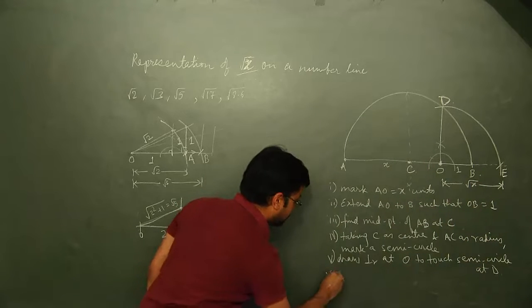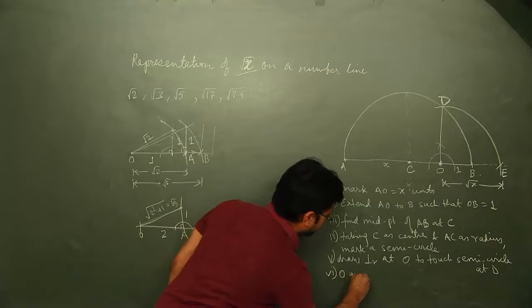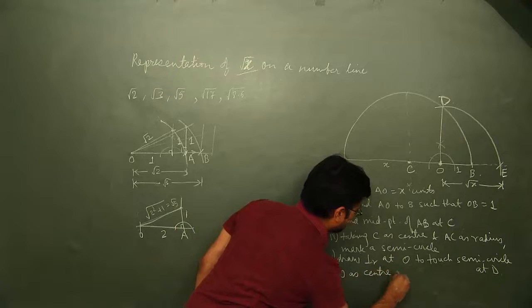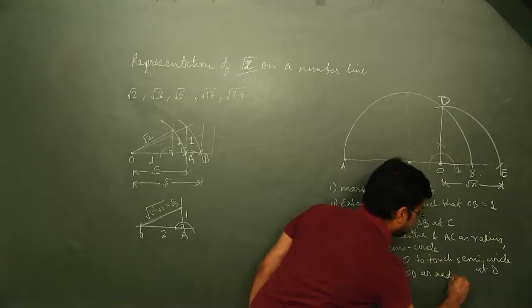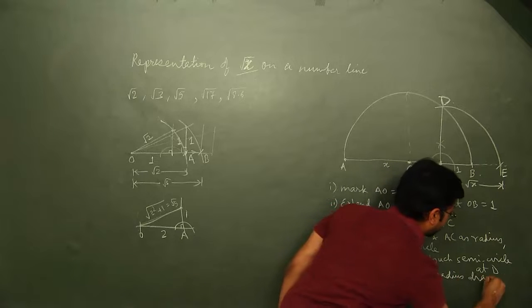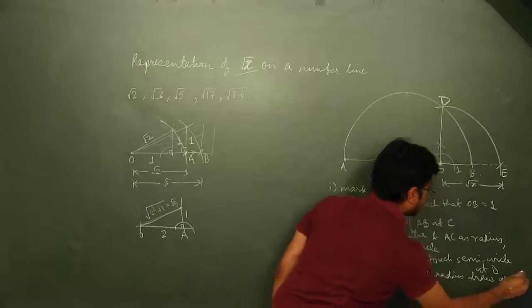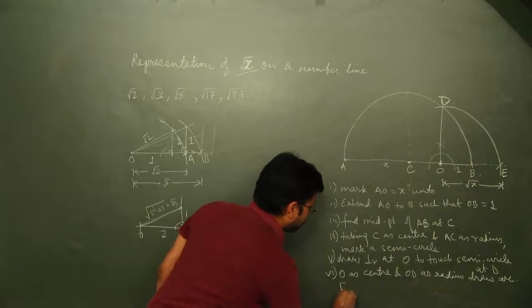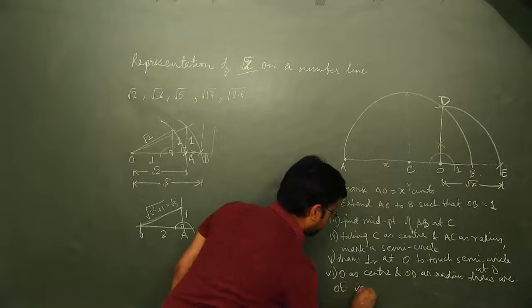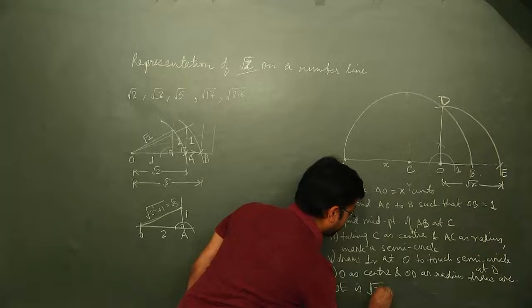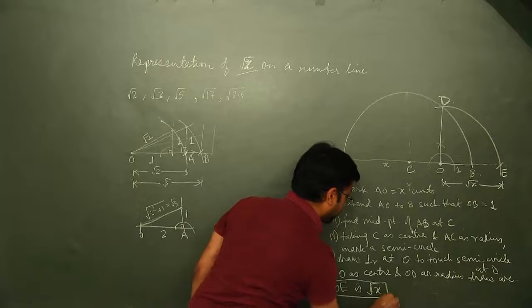So the sixth step is O as center and OD as radius, draw arc, point E is the, OE is root, what you get is OE will become root x.